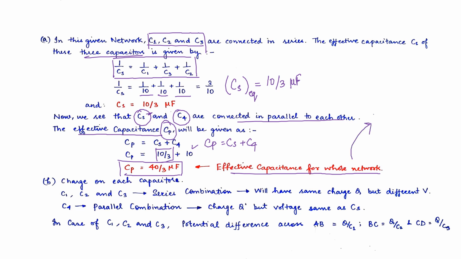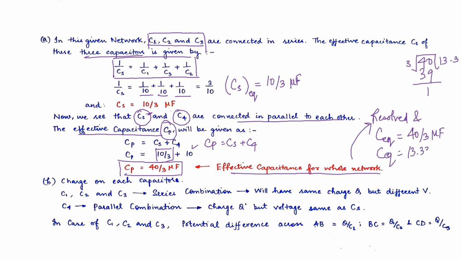This whole network is resolved and the equivalent capacitance equals 40 upon 3 microfarad. If you want to solve it further in decimal value, we can do it like this: 40 divided by 3, that is 13.3333 microfarad, and taking the round off, it will be 13.33 microfarad as our equivalent capacitance of the given network.